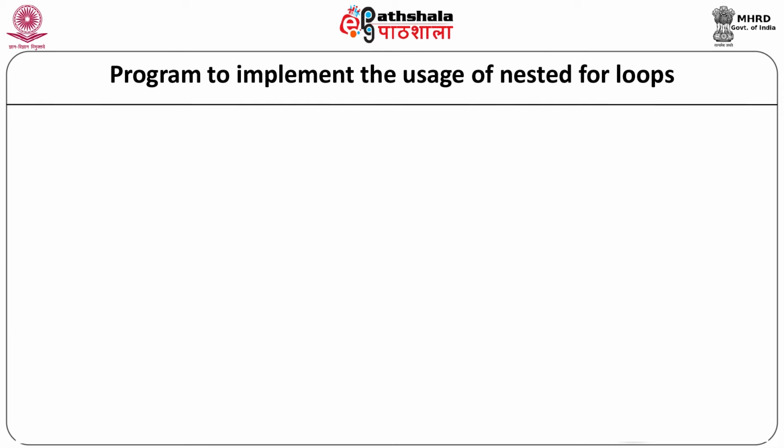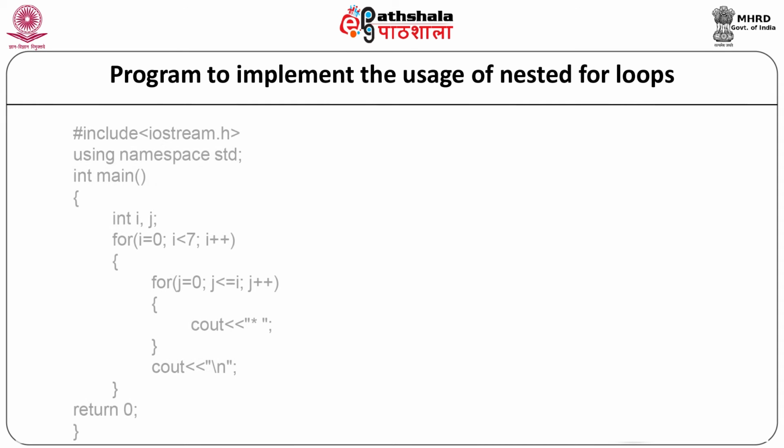Now, let us see a program to implement the usage of a nested for loop. Here, we are trying to display the pattern of star, star, star on the screen. So, start with the program: #include <iostream>, using namespace std, int main, we will declare two variables i and j. Now, two nested for loops will start.